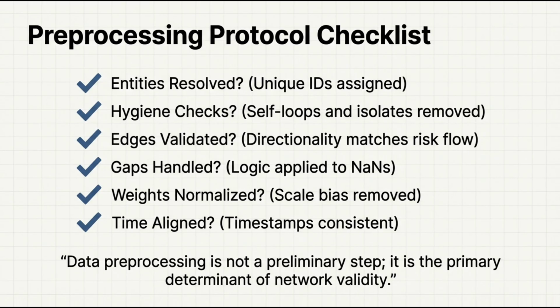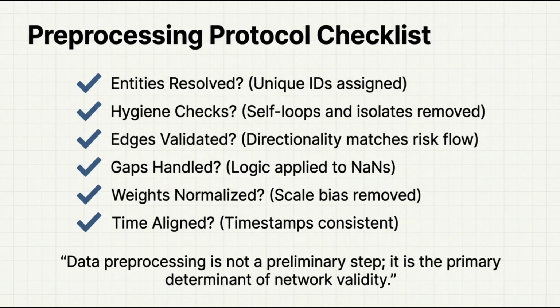We close with a pre-processing protocol checklist, and this is a very valuable summary for practice. First, have entities been resolved so that unique IDs are assigned? Second, have hygiene checks removed self-loops and isolates where appropriate? Third, have edges been validated so that directionality matches the actual flow of risk? Fourth, have missing values been handled according to their meaning? Fifth, have weights been normalized to remove scale bias? Sixth, have timestamps been aligned so the temporal structure is consistent?